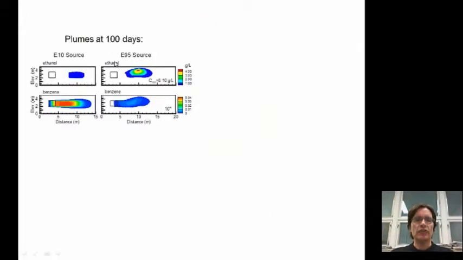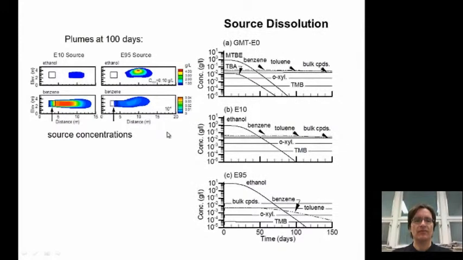So here are the plumes at 100 days. This is from the E10 source, ethanol and benzene, and from the E95 source, ethanol and benzene, all at 100 days. So we can interpret these plumes again. We have to consider what's happening at the source. So here are the source concentrations being plotted versus time. We get these soluble components, MTBE, TBA, and ethanol dissolving quite rapidly, and basically all the other components are taking much longer to dissolve from the source zone.